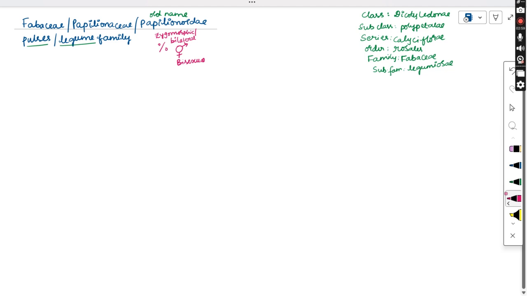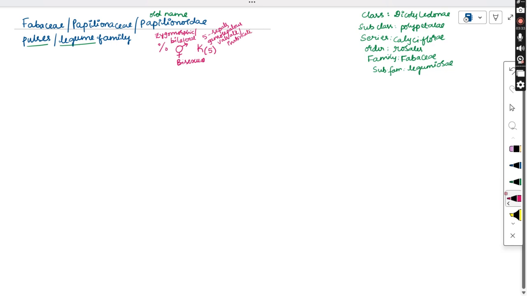Coming to the whorls, the calyx has 5 sepals and all are in fused condition. We call it gamosepalous. Gamo means fused, poly means free. In the gamosepalous condition, all are fused and show either valvate estivation or imbricate type of estivation. Either valvate or imbricate can be seen.